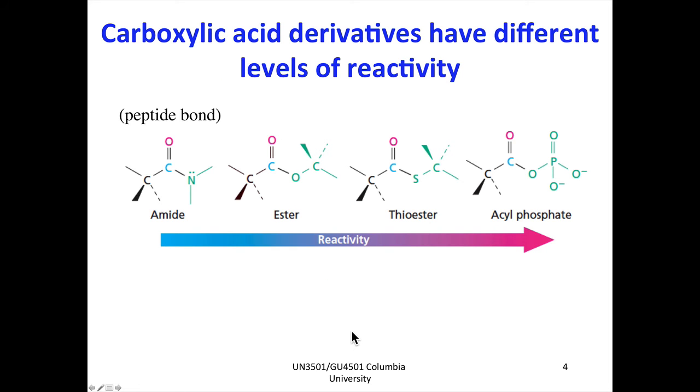Now, carboxylic acid derivatives have different levels of reactivity. So the less reactive ones are amide, for example. Ester is a little more reactive, but still fairly unreactive overall. A thioester is quite reactive, almost to the degree of being unstable. It's readily hydrolyzed by water. Anhydride or phosphoanhydride, these kind of structures are all similar, are also high in energy, or in other words, are very reactive to hydrolysis.